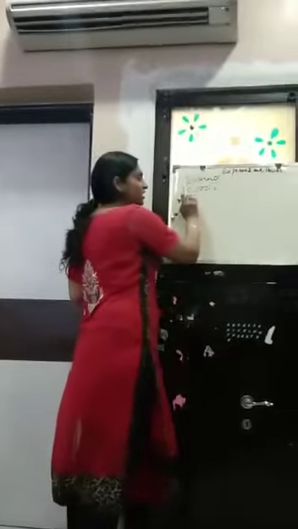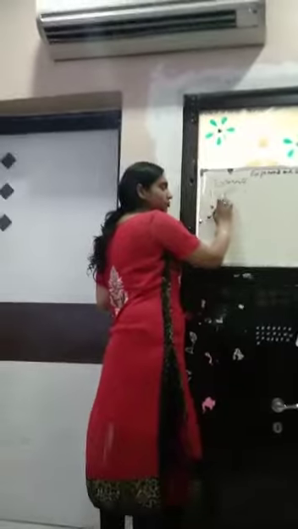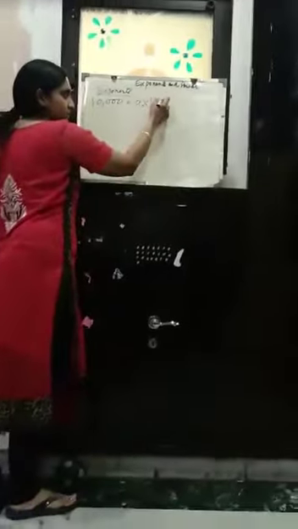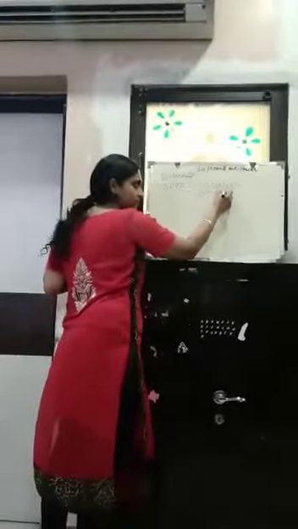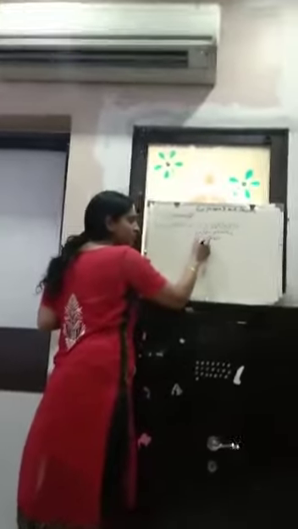So how many zeros are there? Let's count: 1, 2, 3, 4. So there are four 10s. So this can be written as 10 to the power 4. This is the power and this is the base. So this is the exponential form of this number.